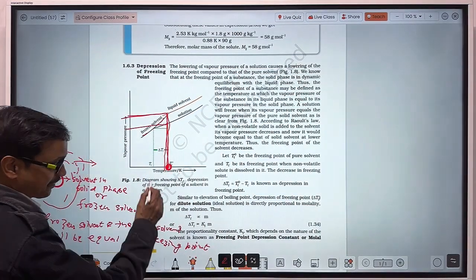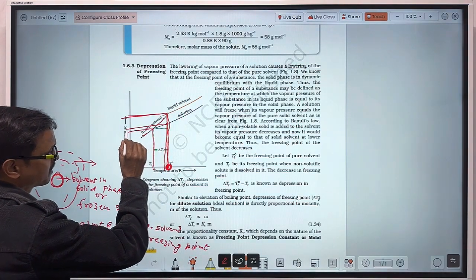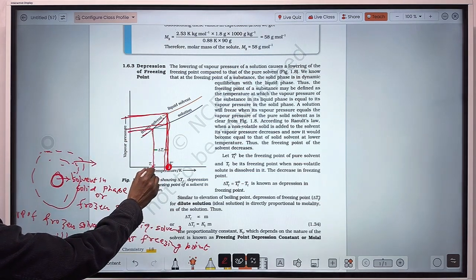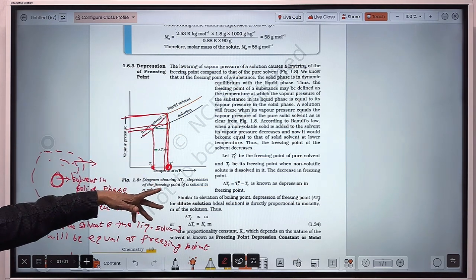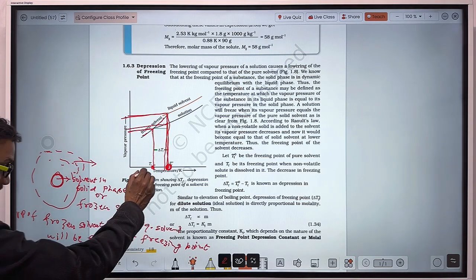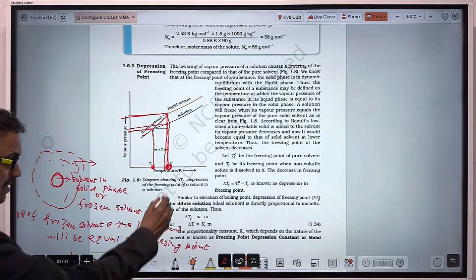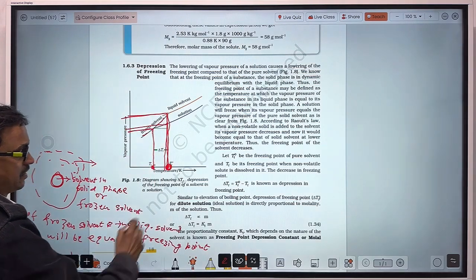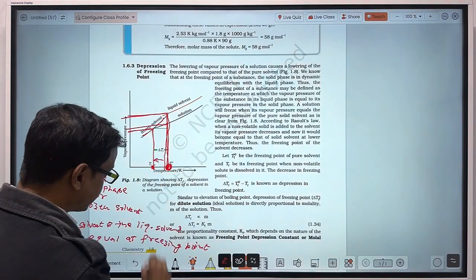So now at this temperature, the vapor pressure of this solution is this much, and that of the frozen solvent is also this much. That means at this temperature, the vapor pressure of the solution has become equal to the vapor pressure of the frozen solvent. So this temperature is the freezing point of the solution. This temperature is the freezing point of the liquid solvent, and this temperature is the freezing point of the solution. So the freezing point has been decreased.